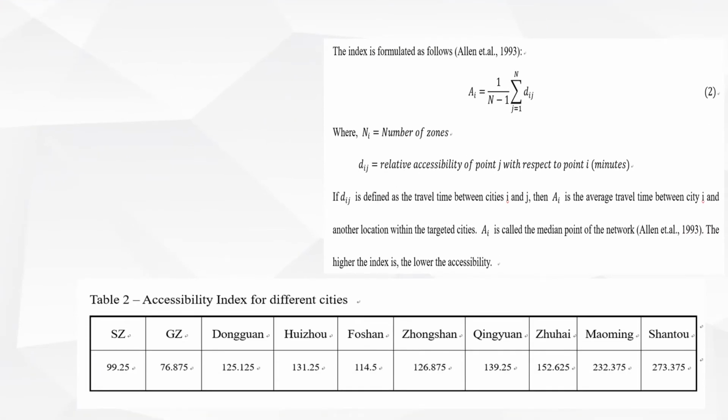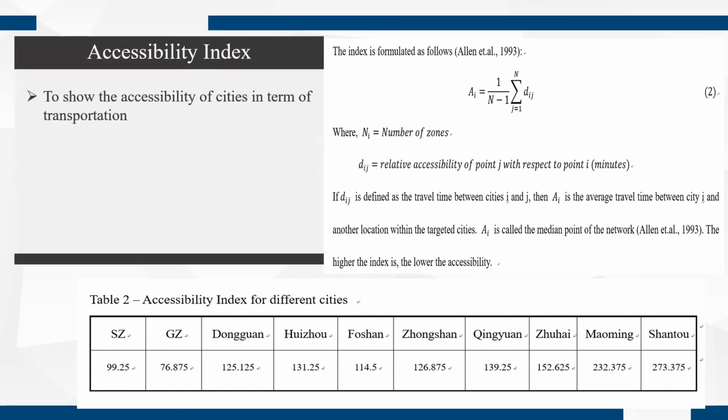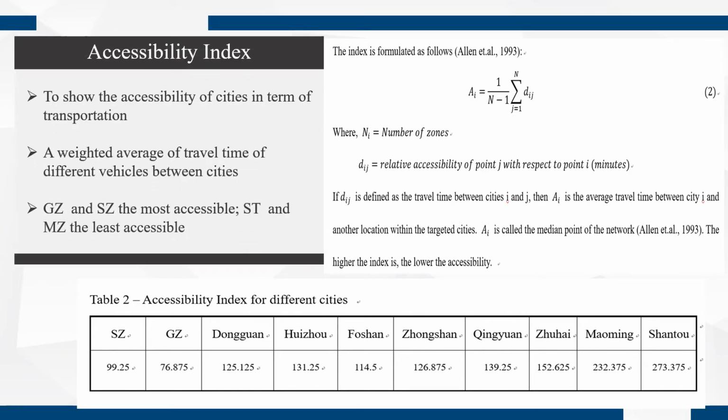In addition to Moran's I index, we also used an accessibility index to show the accessibility of cities in terms of transportation. It is a weighted average of travel time of different vehicles between cities. The larger the index is, the less accessible that place is. As you can see in table 2, Shenzhen and Guangzhou have the lowest accessibility index because they are big cities and they have really well-developed transportation systems.